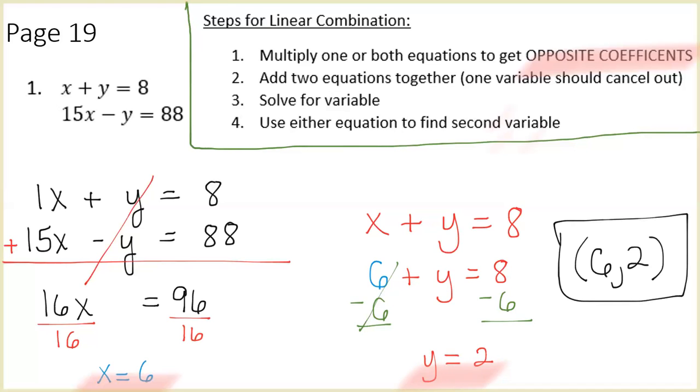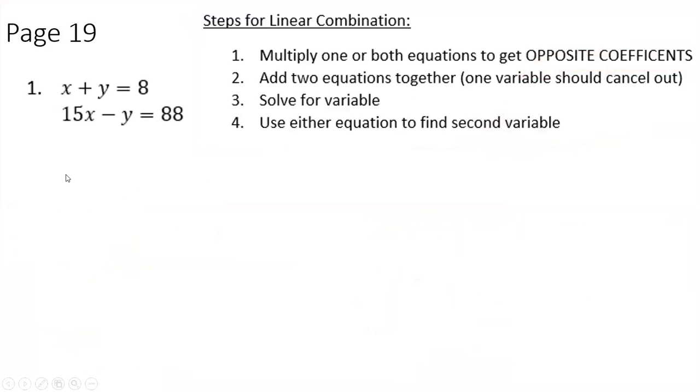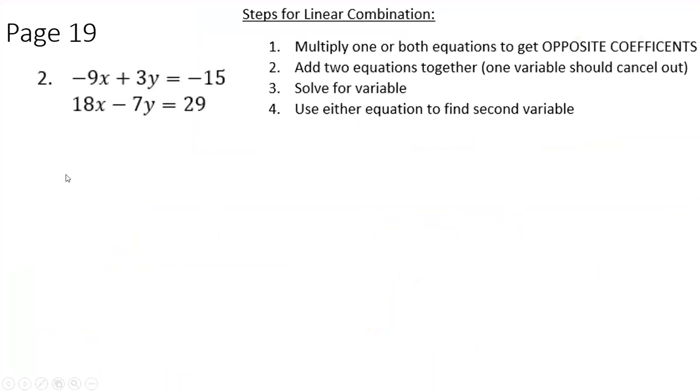So we're going to do 2 more using this method of linear combination. And again, the key for linear combination is opposite coefficients. If you have opposite coefficients, you can do this process. All right, so take a moment and copy down question number 2.